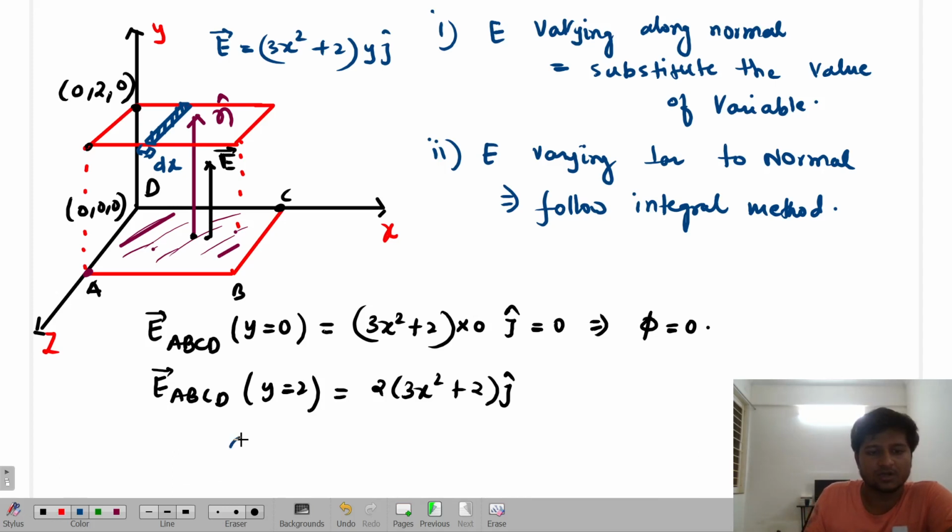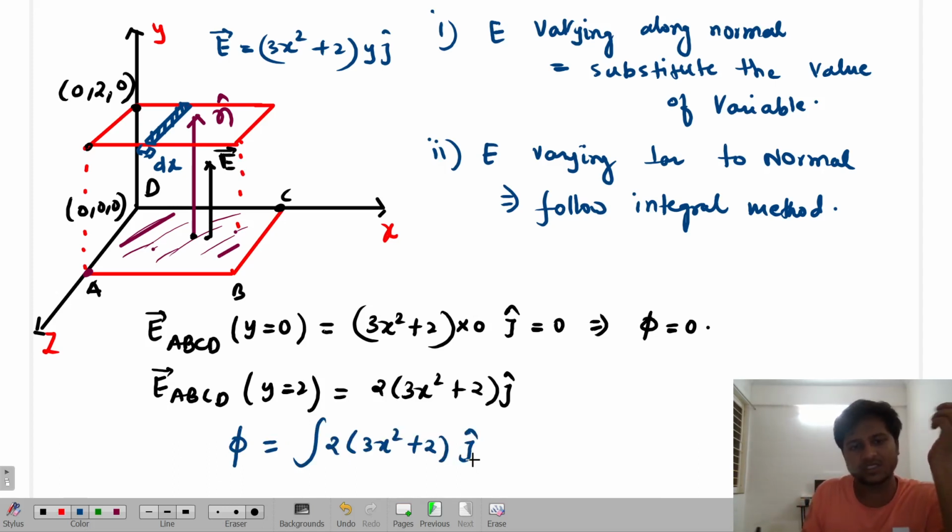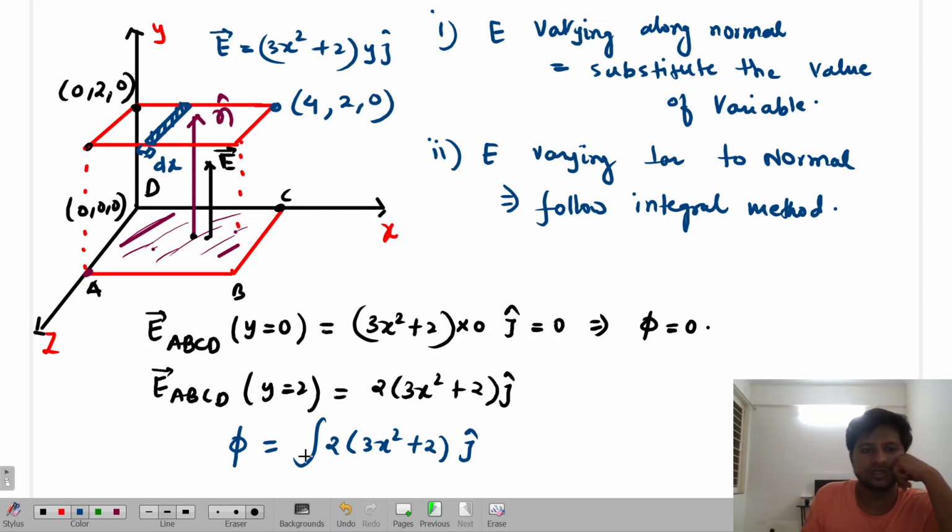So flux इसमें क्या होगा? Total flux will be integral E j cap dot j cap to 1 हो जाएगा, 2 into 3x square plus 2 into j cap. Then you have to see till which value of x it is going. Are you able to get me? So if it goes till value of 4 comma 2 comma 0, because it is in xy plane, so this value will be integrated, you see that here x is 0 and here it is 4, so it will be integrated from 0 to 4, and that's my flux.